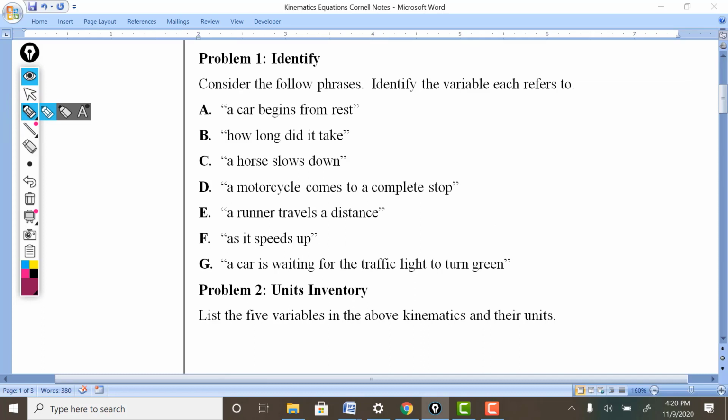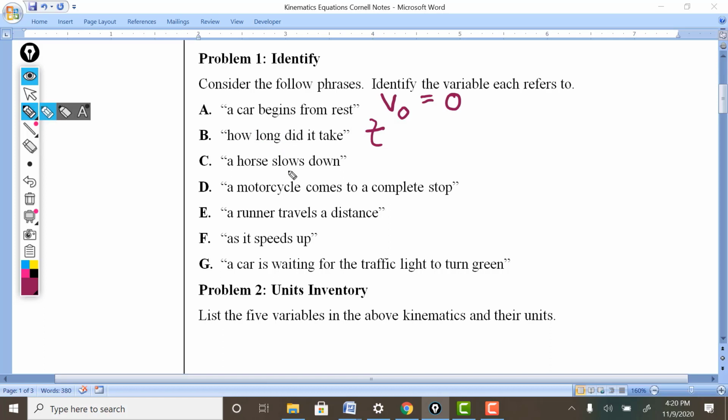Here are some common phrases that we find in these problems. A: A car begins from rest. This refers to v naught, and in this case, it refers to v naught being 0, right? It starts from rest. B: How long did it take? Do not confuse this use of the word long with displacement. This is in reference to time.